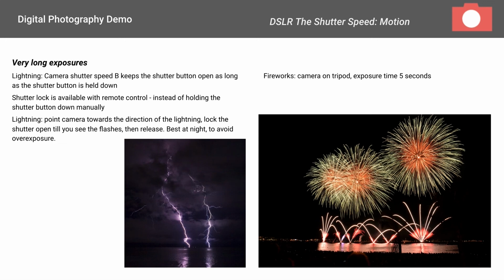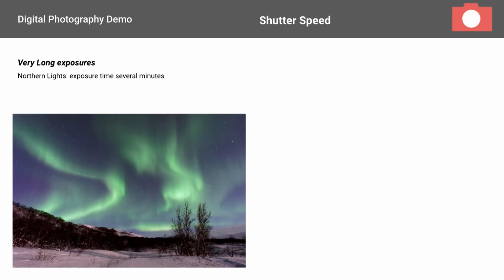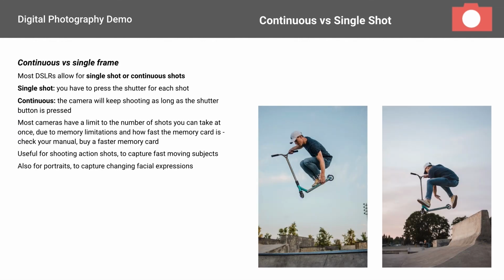And these are just a couple of examples. The fireworks, the camera was on a tripod and the shutter locked open for 5 seconds. And for this one, the camera's on a tripod and the shutter locked open for several minutes. This is the Northern Lights.